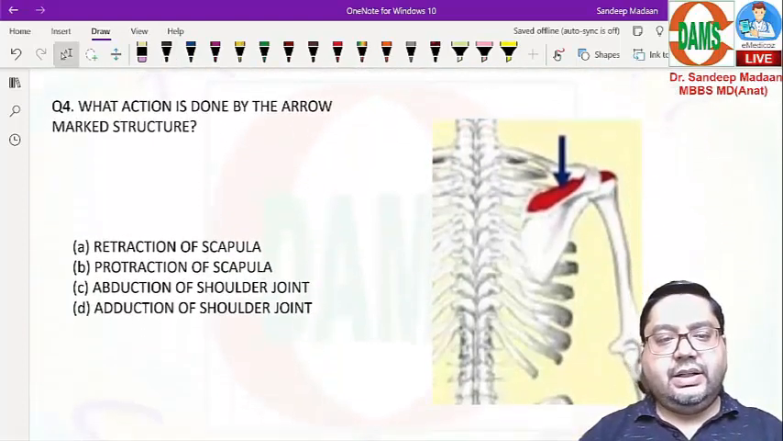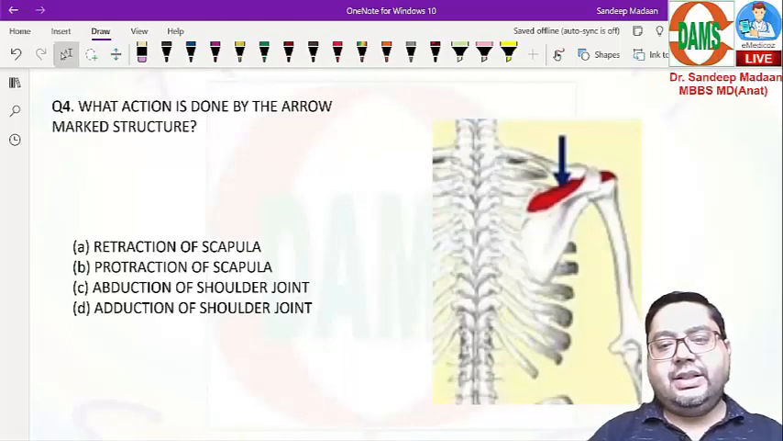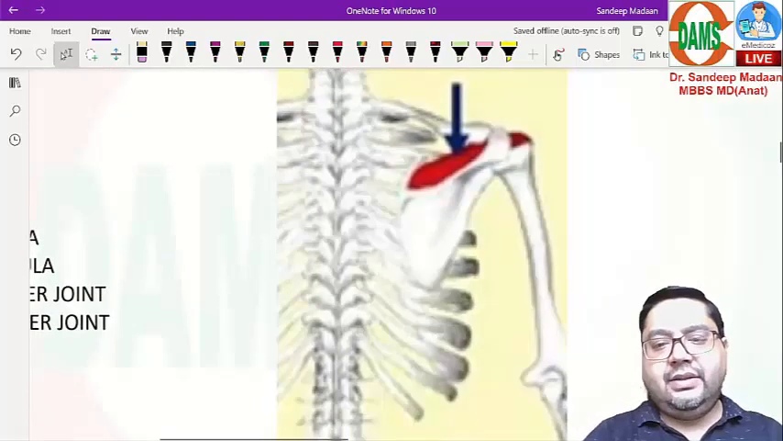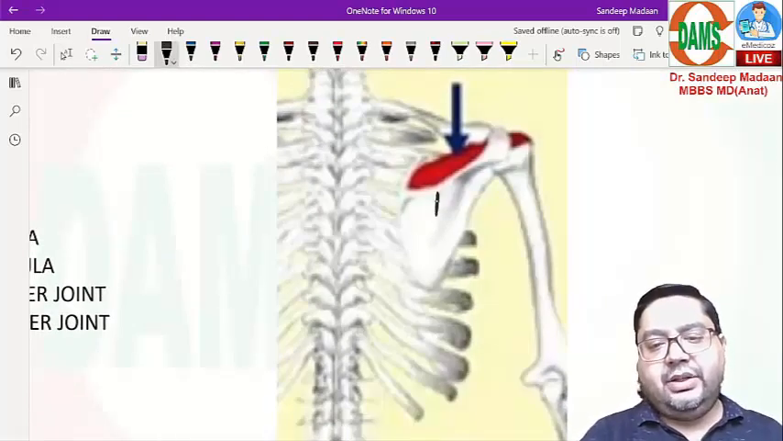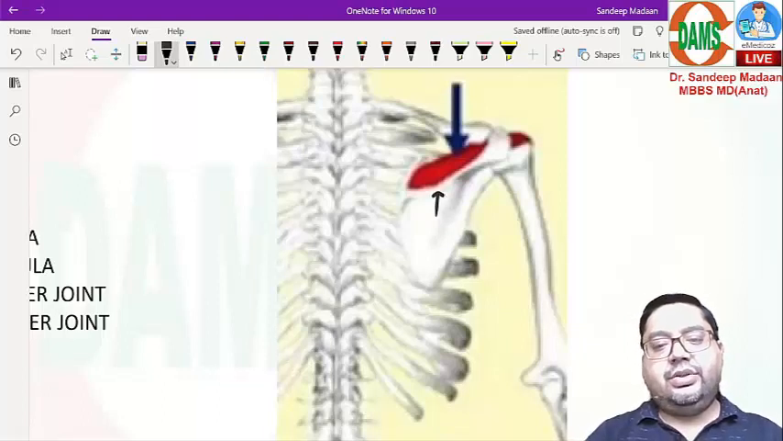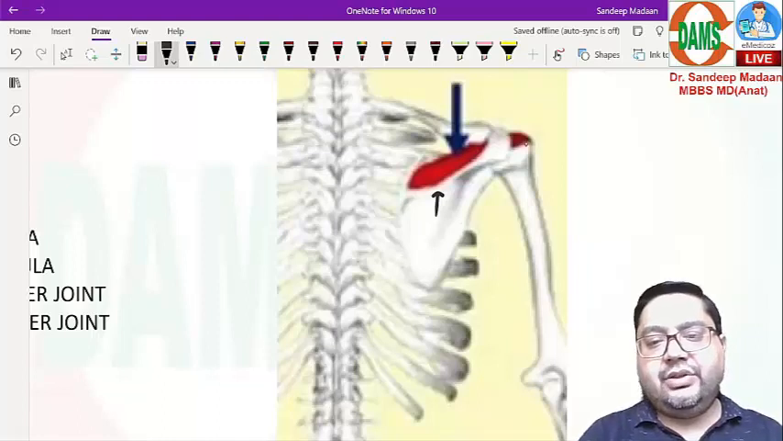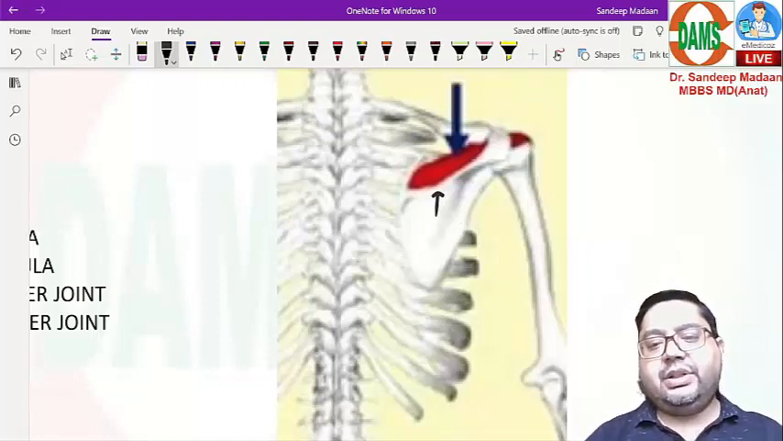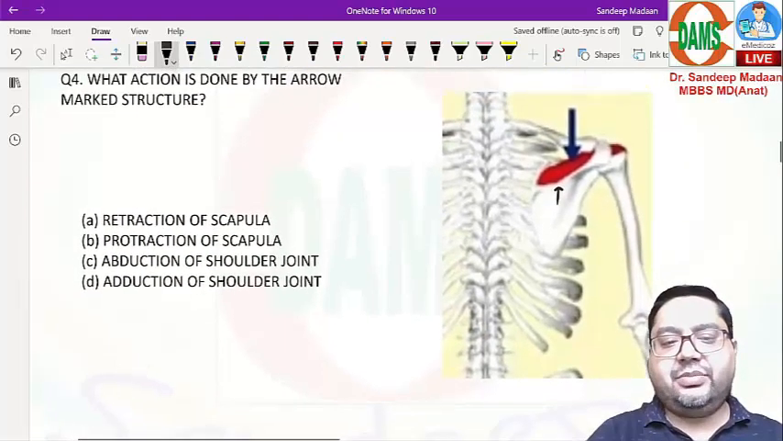Now, what action is done by the arrow marked structure? This is the question. First of all, what is the name of the muscle? We can see this image is the scapula from behind, and in this part this is the spine of the scapula, right? Above the spine one muscle has been marked, and this muscle is reaching the humerus, particularly the greater tubercle part, right? So this muscle is definitely the supraspinatus muscle.